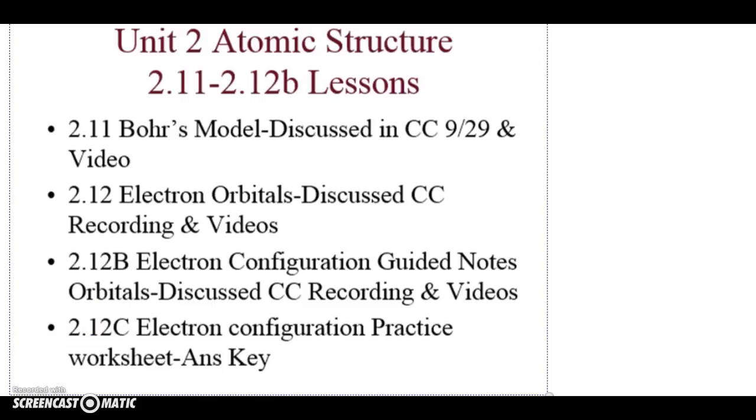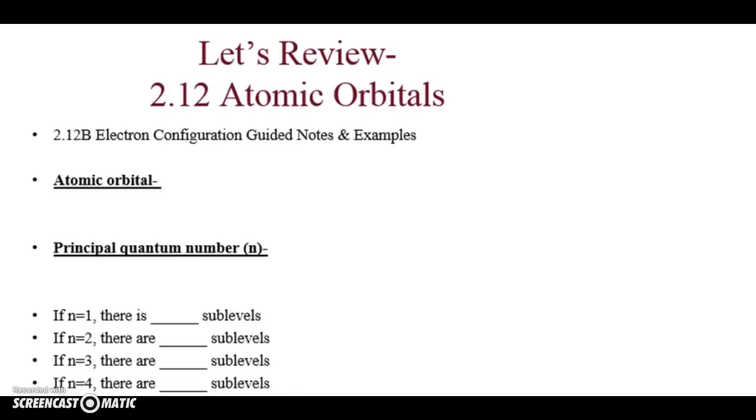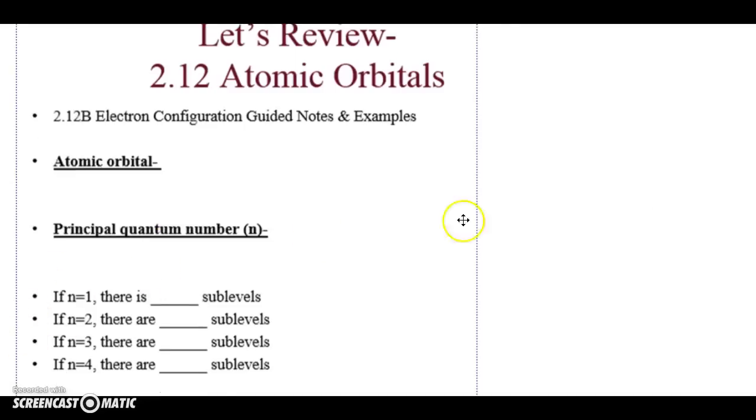All right, so now on to the fun stuff, right? All right, let's look here. So, atomic orbitals. What are atomic orbitals? So at this point, what you're going to do is stop and write down on your PowerPoint or your guided notes what atomic orbitals are. What are principal quantum numbers? Then, if n is equal to 1, how many sublevels are there? n equal to 2, 3, and 4.